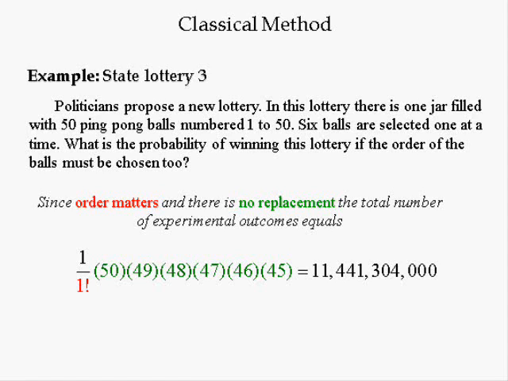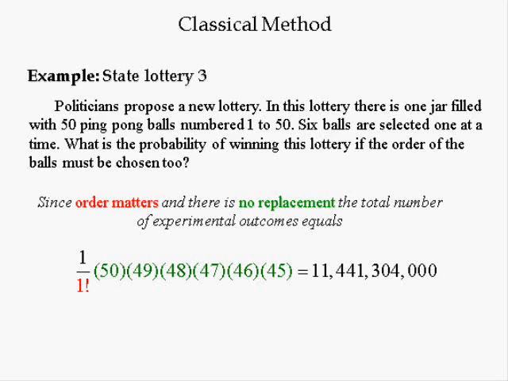In this state lottery example, there is just one jar filled with 50 ping pong balls, numbered 1 to 50. What is the probability of winning this lottery if you have one ticket and must pick the order in which they come out of the jars? Recall that there are about 11.4 billion distinct tickets in this lottery.